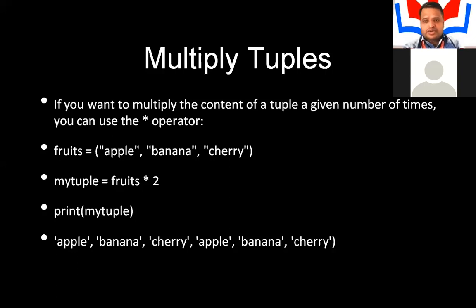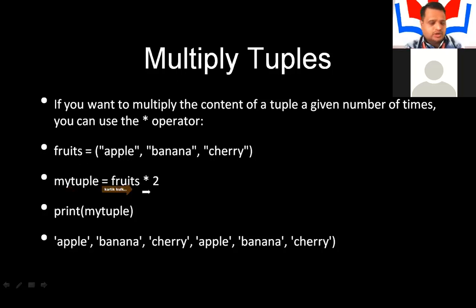Now in this particular slide, you can notice that I have taken the tuple named fruits with apple, banana, and cherry. And I have taken another tuple name, my tuple. Why? Because I want to store whatever results after multiplying the tuples in some other tuple, right? So my tuple equals fruits, where fruits is the tuple name.